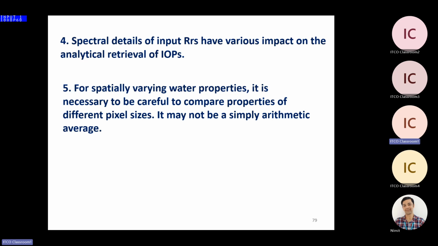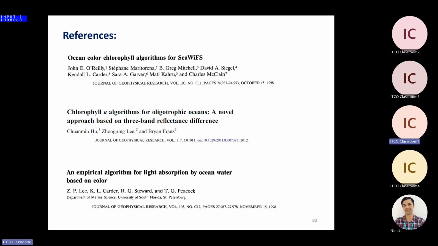For spatially variant properties, we have to be careful with the pixel sizes and the subpixel variations. As I just showed in a bunch of examples, in many situations it's not simply an arithmetic average. Again, I have a bunch of references.